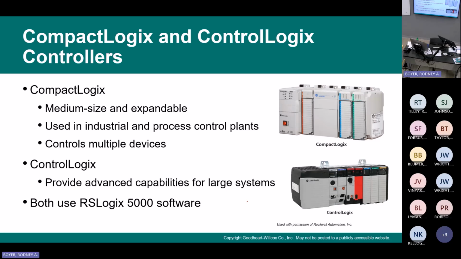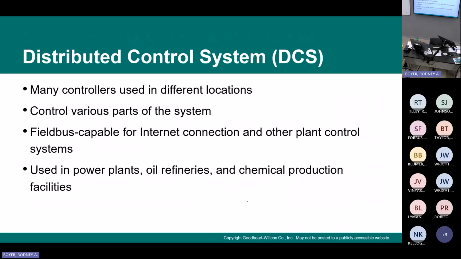CompactLogix and ControlLogix both use RSLogix 5000 software. In this class, we use RSLogix 500. Distributed Control System, or DCS, is also used frequently in the industries that I mentioned before. DCS is basically the traffic cop. Each individual piece of equipment will have its own PLC on it. And then the DCS is God that tells everybody else what to do and when.